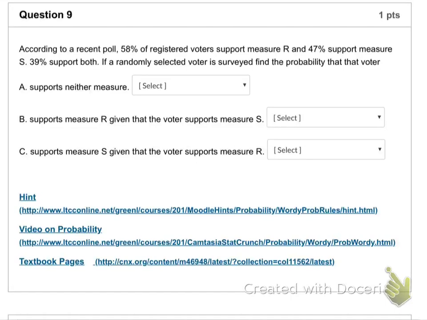So number 9 is going to be what you're used to. But it's still hard, though. According to a recent poll, 58% of the registered voters support Measure R, 47% support Measure S, whatever they are. And 39% support both. If a randomly selected voter is surveyed, find the probability that the voter, and then they have a whole bunch of questions.